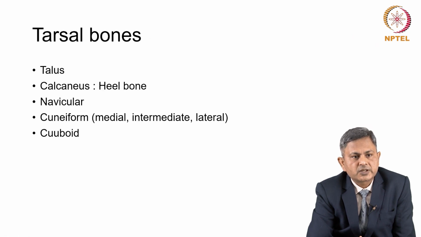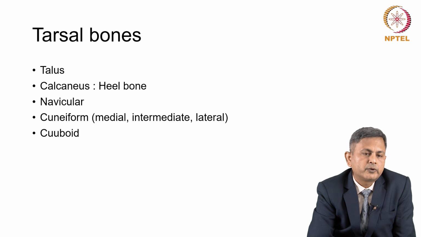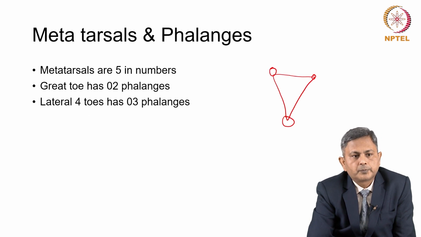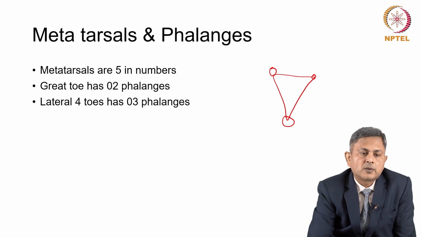Tarsal bones: talus, calcaneus, navicular, cuneiforms and cuboid. Cuneiforms are three bones: medial, intermediate and lateral. Metatarsals and phalanges are 5 in number. The great toe has 2 phalanges, the other lateral toes have 3 phalanges, and in weight bearing, the heel, great toe and little toe make the weight bearing part of our foot.